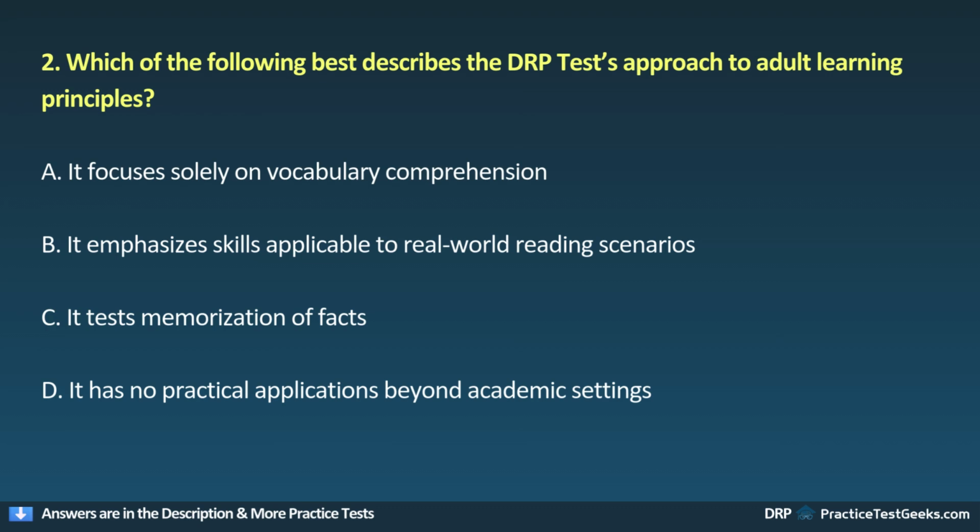2. Which of the following best describes the DRP test's approach to adult learning principles? A. It focuses solely on vocabulary comprehension. B. It emphasizes skills applicable to real-world reading scenarios. C. It tests memorization of facts. D. It has no practical applications beyond academic settings.